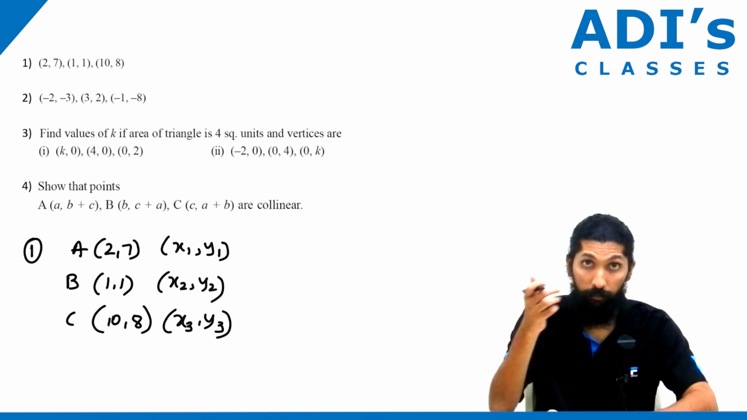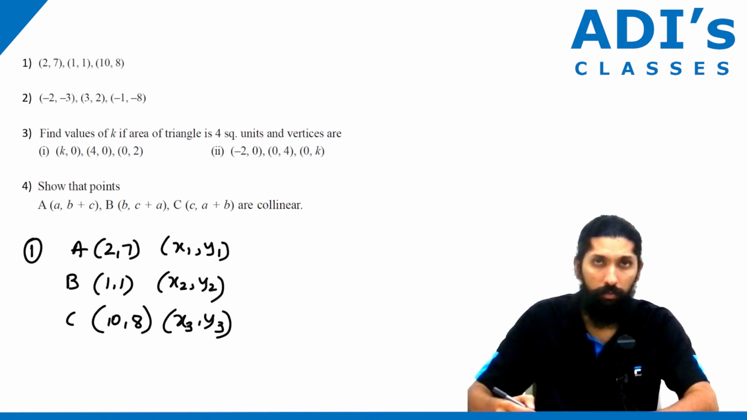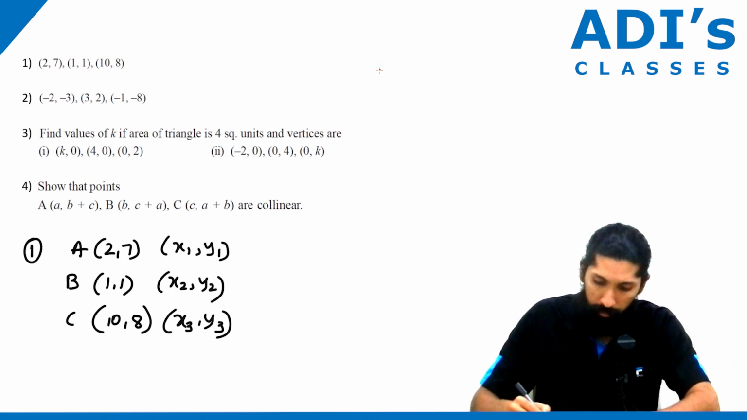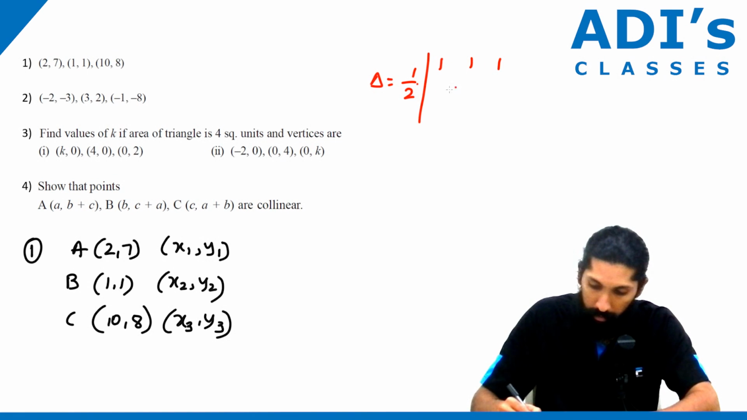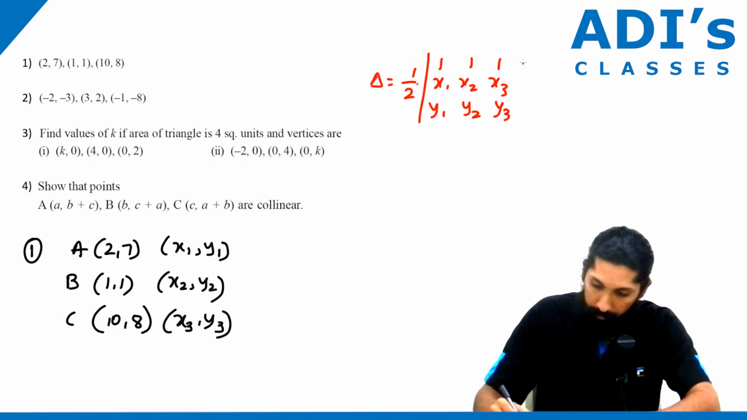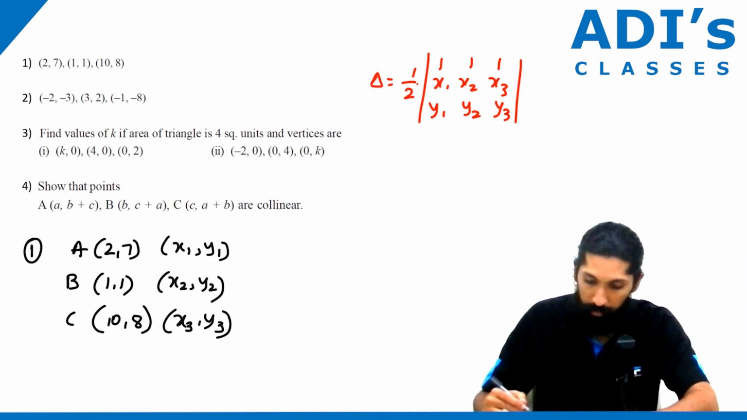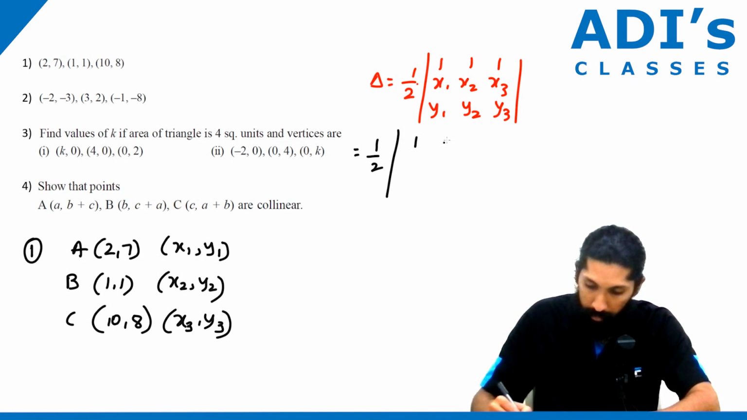Now you all know the formula, so just write it down. The formula is delta equal to half the determinant of 1, 1, 1; x1, x2, x3; y1, y2, y3. This is going to be the formula. So this is half of the determinant with rows 1, 1, 1; 2, 1, 10; and then 7, 1, 8.